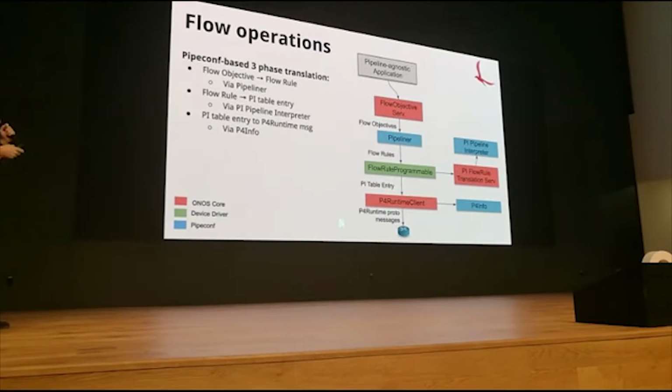What happens here is a three-phase translation based on the pipeconf, because we start from the top with a flow objective that needs to be mapped to one or many flow rules. In this case, we use the pipeliner driver behavior that again is provided as part of the pipeconf. Then once you get the flow rule, what you need to do is a translation from the ONOS flow rule to the P4 program specific table entry. And that's because in your P4 program, you might specify a table with certain properties like match type or action. So you want to make sure that the PI table entry is conformant with the P4 table.